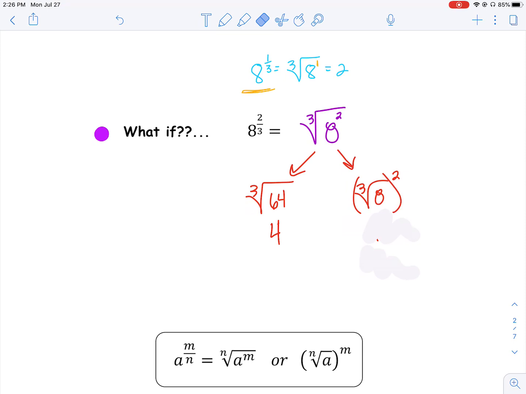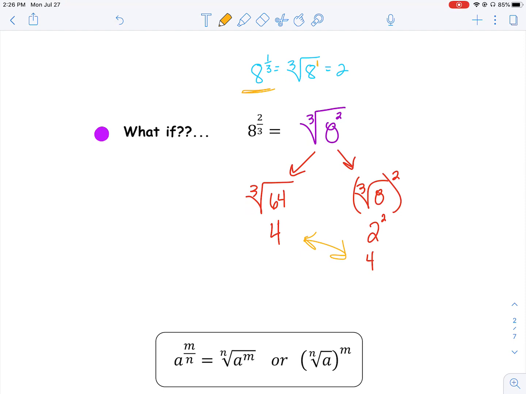Or what you could do is the cube root of 8 first. I can take that 2 exponent, bring it out for a second, and take the cube root first. What's the cube root of 8? 2, right? And then I can bring the squared back and say what's 2 squared? 4. If you notice, I get the same answer either way. So you can do the radical first and then the exponent, or you can do the exponent then the radical.